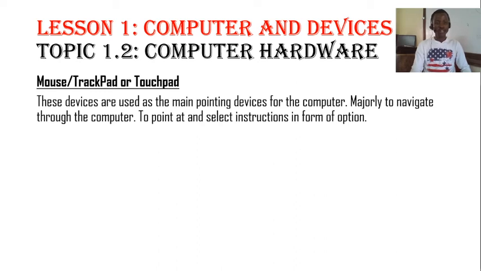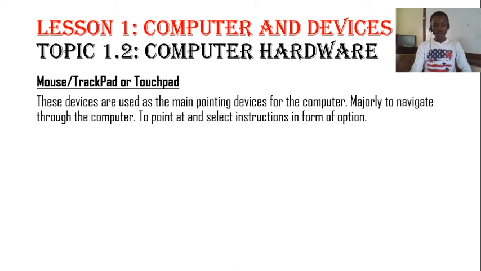Apart from that, we have the mouse. When it comes to the laptop, we have an inbuilt pointing device which is called the touchpad. And for desktops we have the mouse, which we use as the navigator. We're supposed to use the mouse whenever we want to navigate through the computers. So these are devices used as pointing devices for the computer, majorly to navigate through the computer, to point at and select instructions in form of options. For you to be able to create a folder, you have to use the mouse. You can use the keyboard, but you have to use the mouse to create a folder.